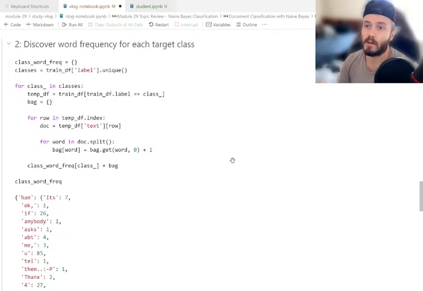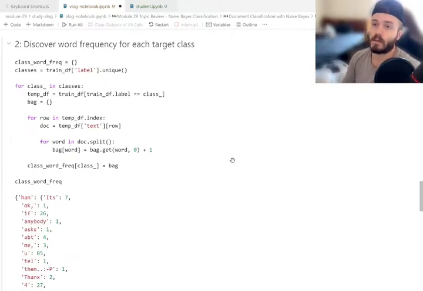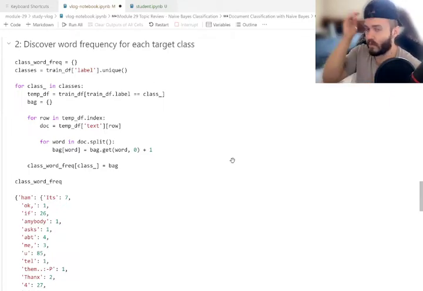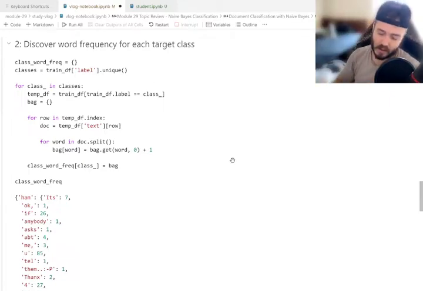Next, the next step would be to discover the word frequency for each target class. So you want the frequency that each word occurs in each class. So for all the spam emails, what's the word frequency of, like, cash, for example, versus for all the ham emails, what's the frequency of, like, hello, or just every word that occurs in that class, what's the frequency of that word. That's what our code here is sort of figuring out for us.